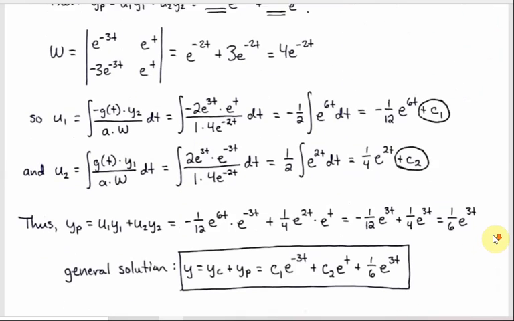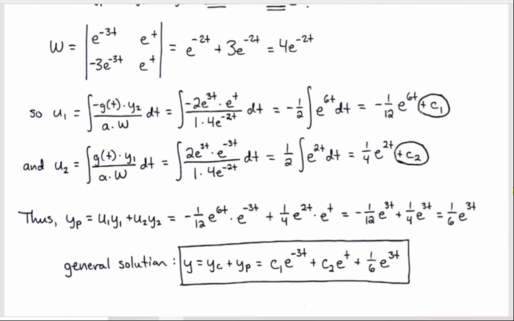Might as well just put the whole thing up here now. All right, so u1 and u2 are pretty similar looking, right? You're subbing in g of t in both, and then for u1, you're going to put y2 there, so that's why I've got the e^t right here. A is the coefficient of y'', which here is just 1, and then the Wronskian that we just got, the 4e^(-2t), right?